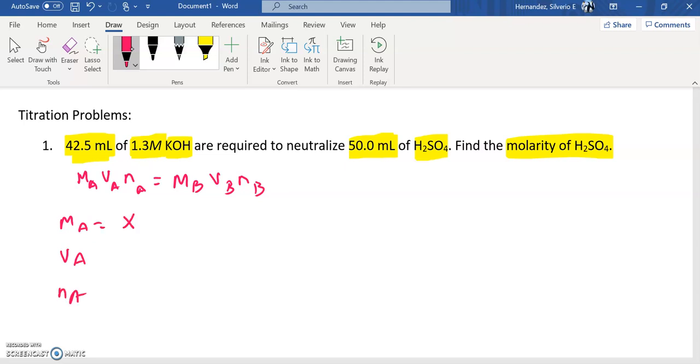So here I'm going to write these down. The concentration of the acid is what we don't know. We know that its volume is 50.0 milliliters. And I'm going to look at how many hydrogens I have here. I have 2 hydrogen ions that are going to be given by that acid. So here I'm going to put 2 because there's a 2 behind the H. Then I'm going to do the same thing with the base. I'm going to write down MB, VB and NB.